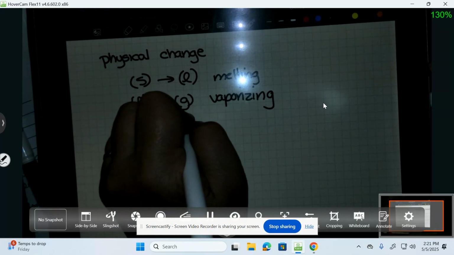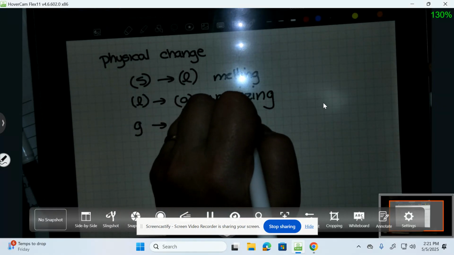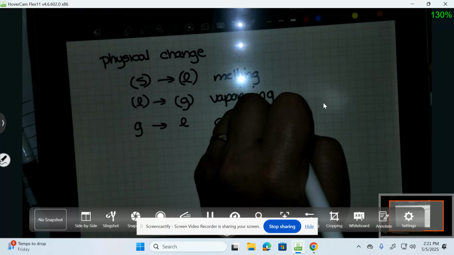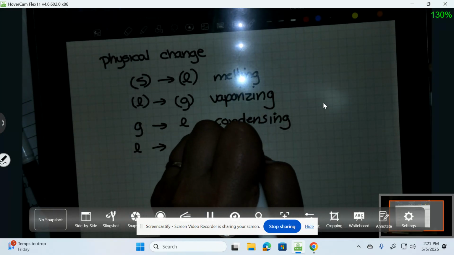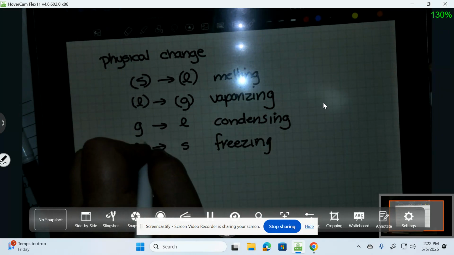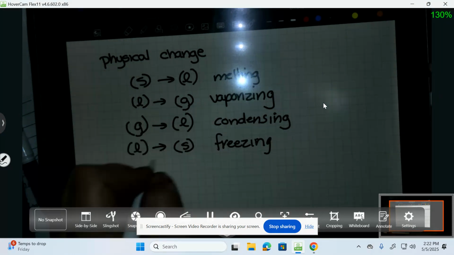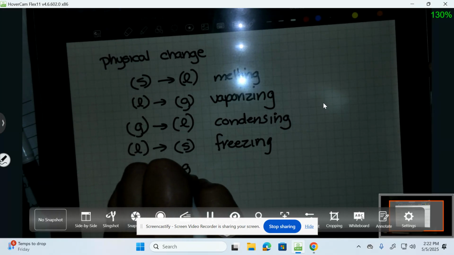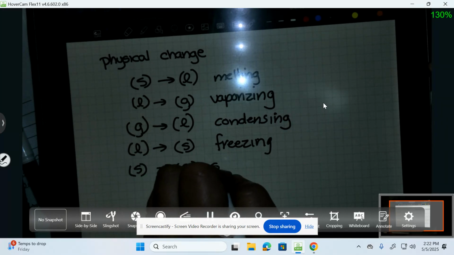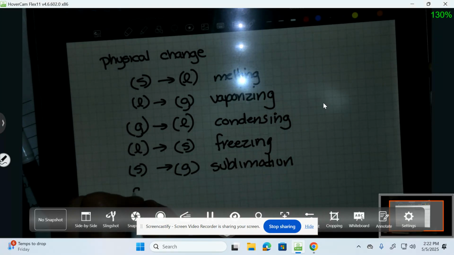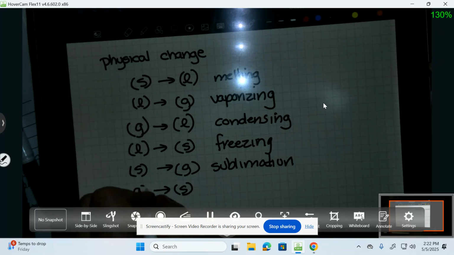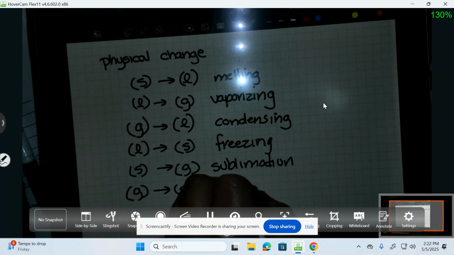Gas going to a liquid is called condensing. Liquid going to a solid is freezing. Solid going directly to a gas is called sublimation. Gas going to a solid is deposition. Those are all physical changes.